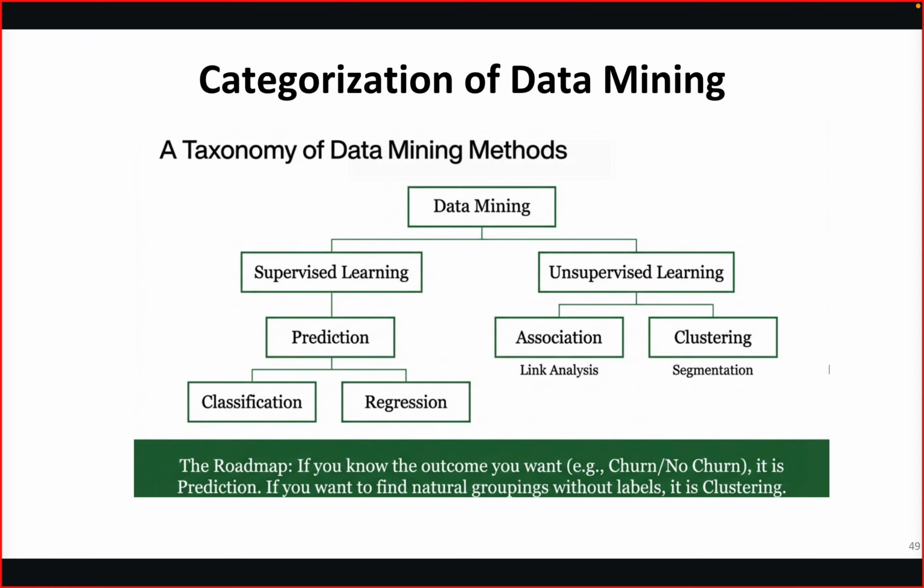Okay, so let's review the category of data mining methods. We have supervised and unsupervised learning. Supervised learning is data with label, or with class. But unsupervised is only data, no label, no class. So in supervised learning we predict value, regression, or predict class or label, classification, right? And for unsupervised we have association and clustering.